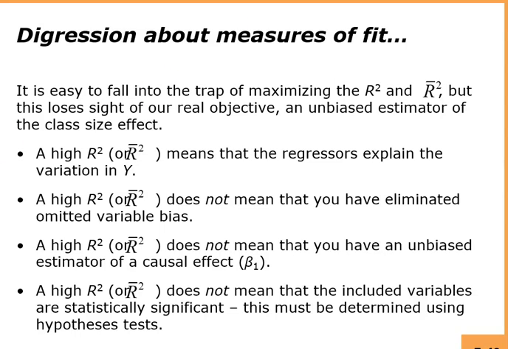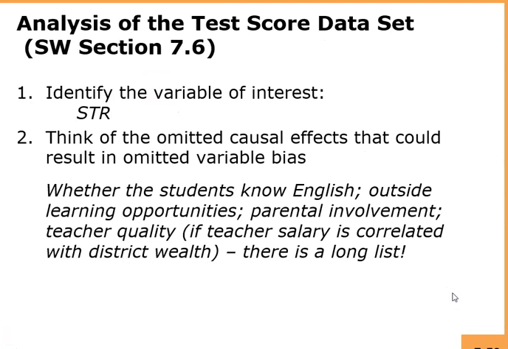So to summarize our model specification, first of all, you have to identify your variable of interest. Then you have to think of the omitted causal effects that could result in omitted variable bias. So think of all the factors in your residual, in your error term, which can be correlated with your student-teacher ratio, such as whether the students know English, whether there is parental involvement, what is the affluence level of the household, and so on.